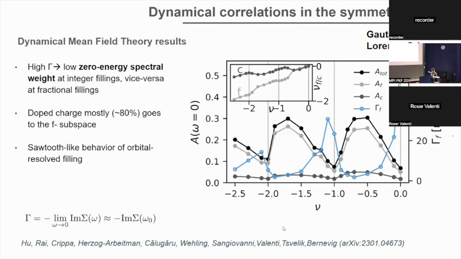So you can find almost an insulator-to-metal behavior going from integer filling to fractional filling. And in fact, if you want to see where the doped charge is going, it is mostly on these F bands, but there is a redistribution of charge between this localized F band and the C bands. And this is going to be very important in order to describe what is happening experimentally.